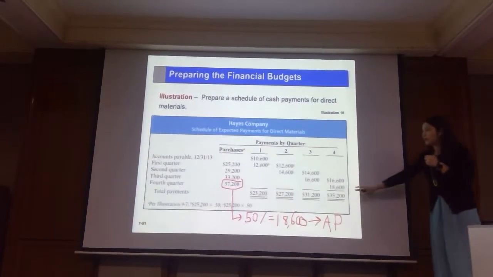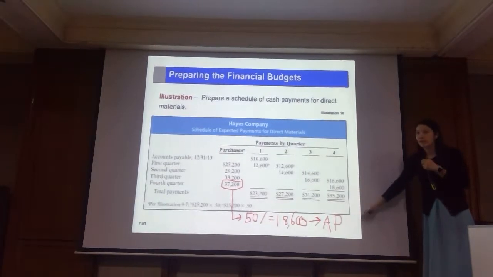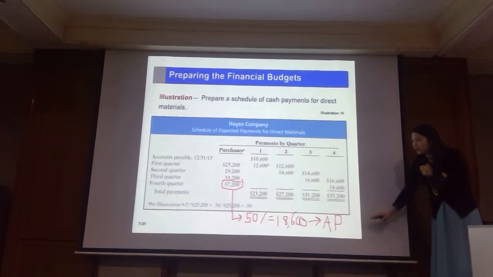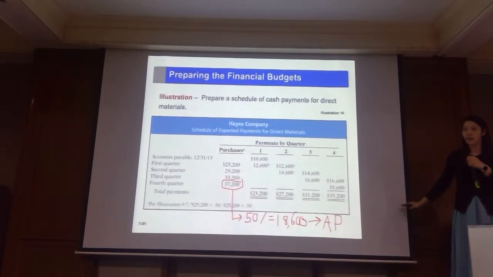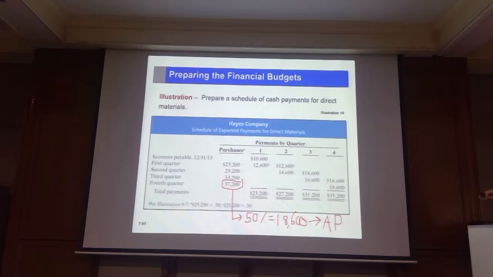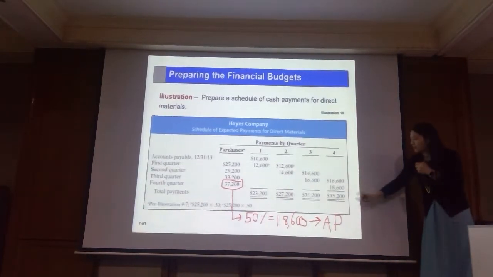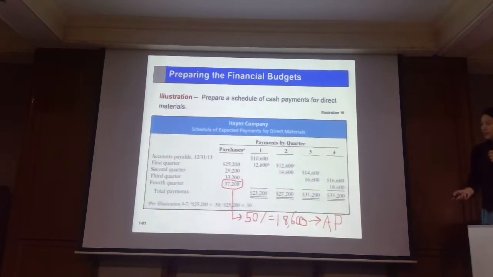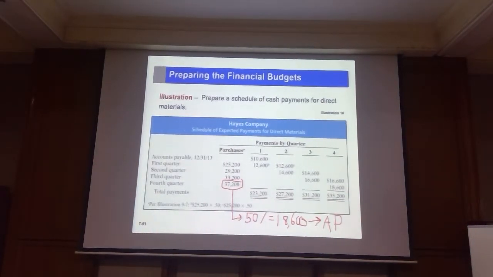But we pay only half of it in that year. How about the rest? The rest will be paid next year, so this amount will be reported as your account payable, which will be your liabilities in the statement of financial position later. See, we pay only half, and the rest we will pay later next year, so this will be reported as your account payable, as your liabilities in your statement of financial position, okay?